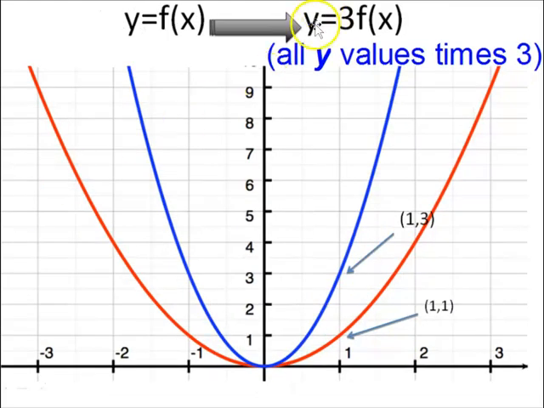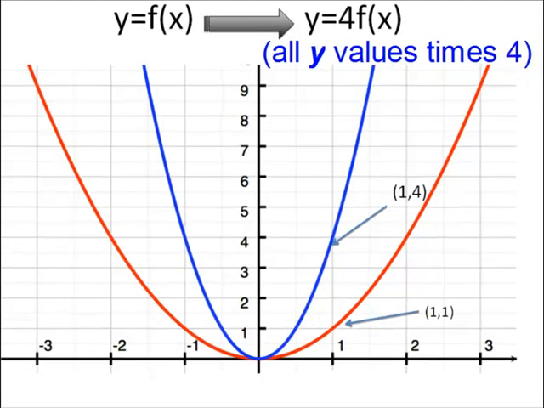Now we have y equals 3f of x. Our original curve is the red curve, and our new curve is the blue curve. Notice that the minimum point is the same, but the graph is getting skinnier. Our original point (1, 1) now becomes (1, 3). The y value was multiplied by 3, and the x value remained the same. In this graph, we have y equals 4f of x. The blue curve is our new curve. Again, the minimum point remains the same. (1, 1) is now (1, 4). The y value was multiplied by 4, and the x value remained the same.